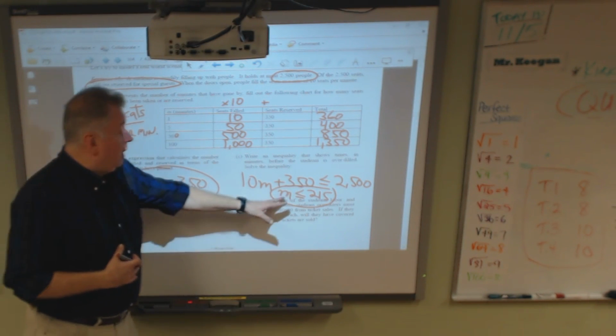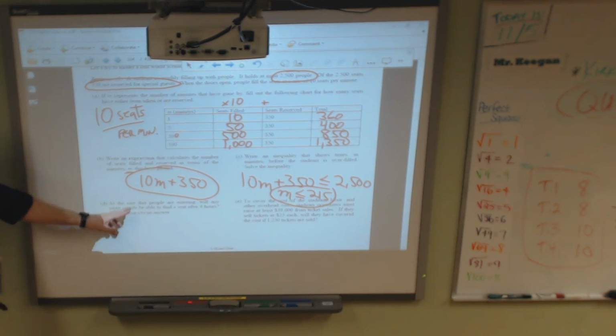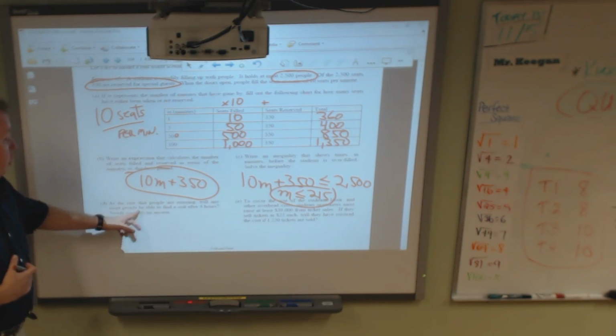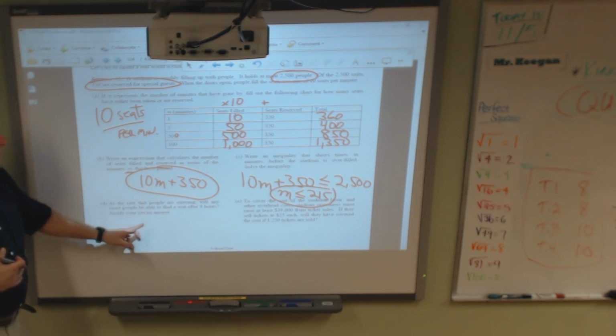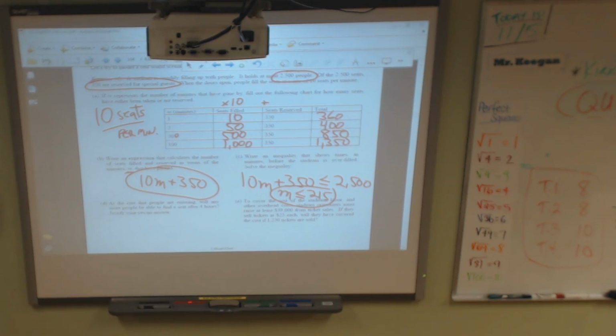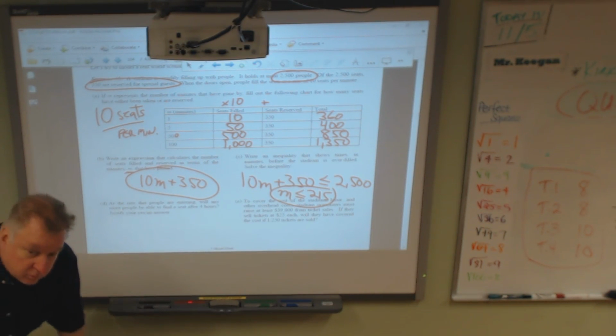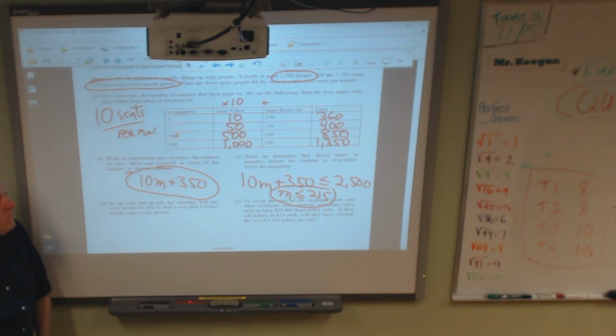Okay. So let's go down to the next one. At the rate that people are entering, will any more people be able to find a seat after 4 hours? No. How come? I'm not saying you're right or wrong, but you gotta convince me. Well, because if it took like... Okay. Alright. What do you gotta do with this 4 hours? You gotta multiply by 60.